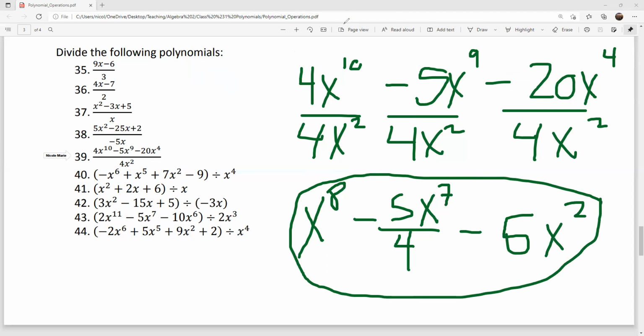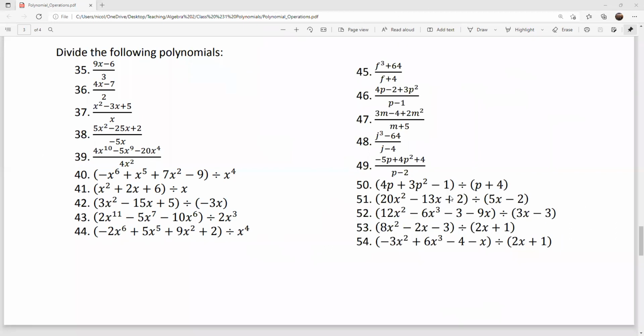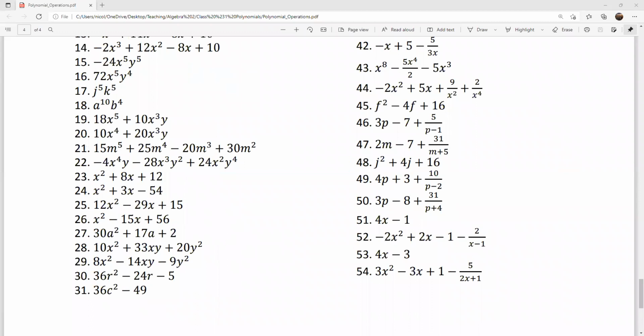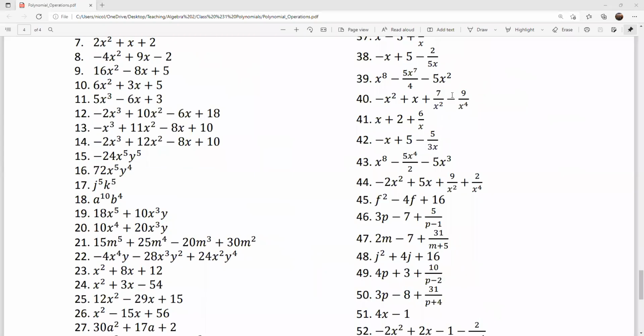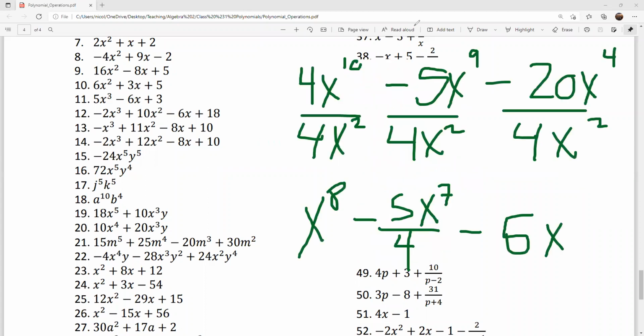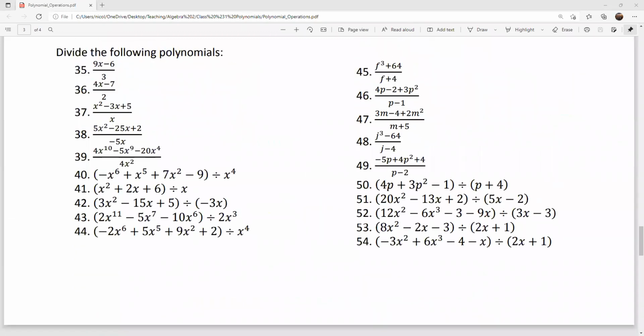You can multiply it with this, and you'll get right back to this if you need to. So x to the 8th minus 5x to the 7th over 4 minus 5x squared, which is what we got. Right? That's what we got. So keep practicing dividing with one term.